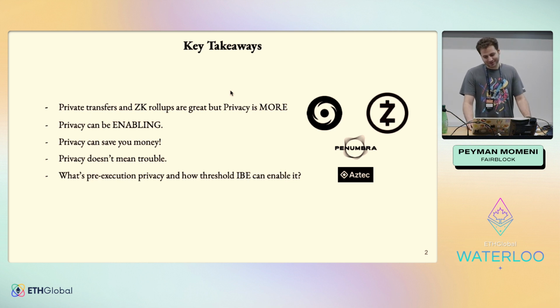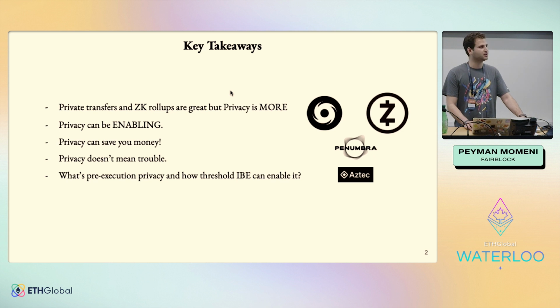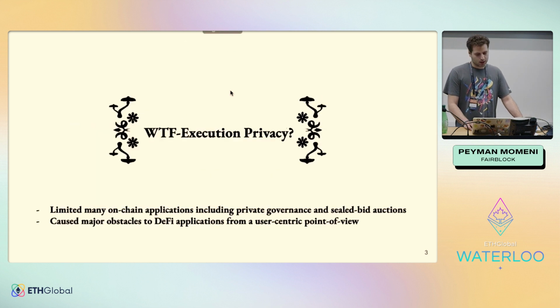The key point here is pre-execution privacy and threshold identity-based encryption that we are building. So what's pre-execution privacy first?